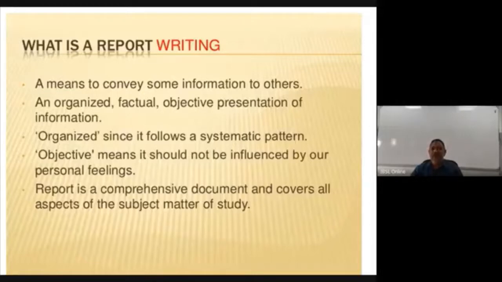A report is a comprehensive document and covers all aspects of the subject matter of the study. When you are supposed to prepare a project report, we expect you to go through all aspects related to that subject and prepare a comprehensive document. It's called report writing.